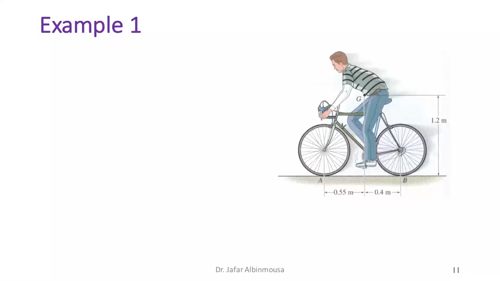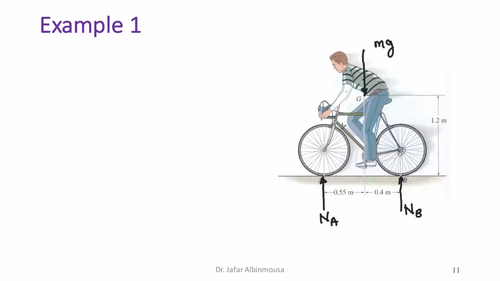So let's start the solution by showing the forces acting on the system, and by the system I mean the person and the bike. So we have mg and we have NA and NB. Of course, there was no information given about the mass or the weight of the bike, so it's simply ignored.